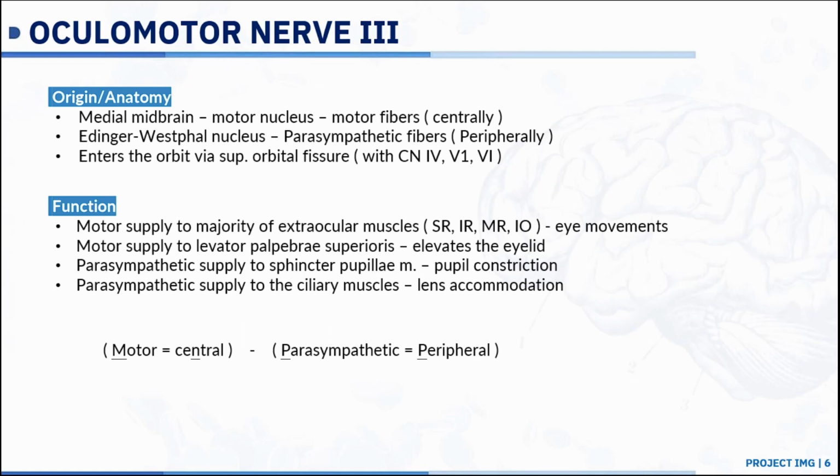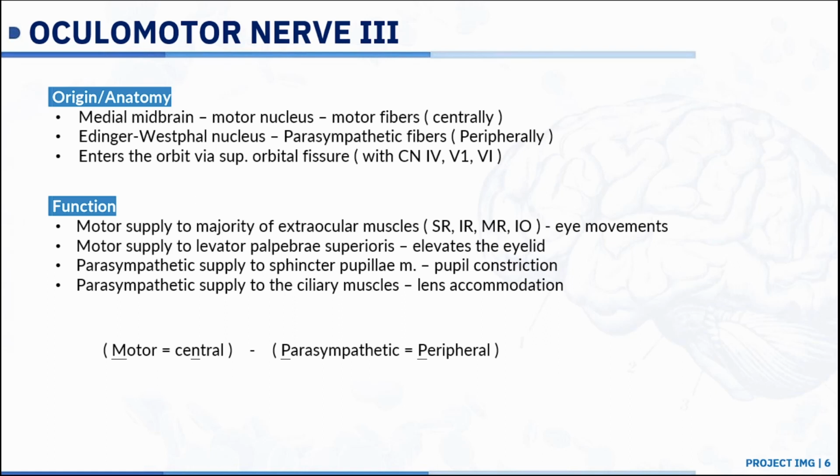Oculomotor nerve, CN 3. Origin and anatomy: medial midbrain. The motor nucleus gives motor fibers centrally, and the Edinger-Westphal nucleus gives parasympathetic fibers peripherally. It enters the orbit via the superior orbital fissure with cranial nerves 4 and 6.